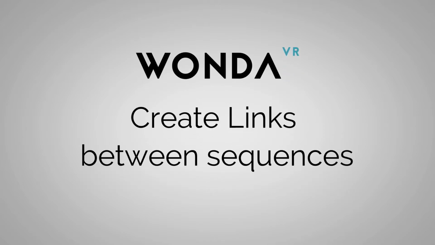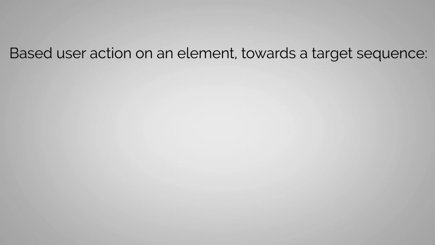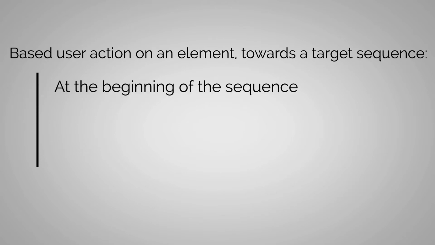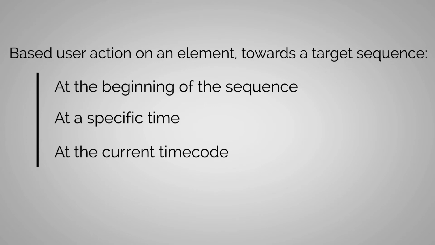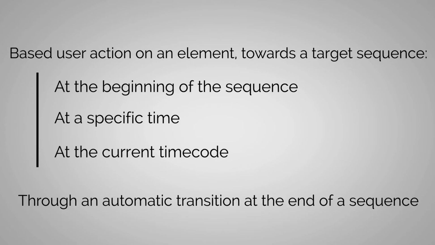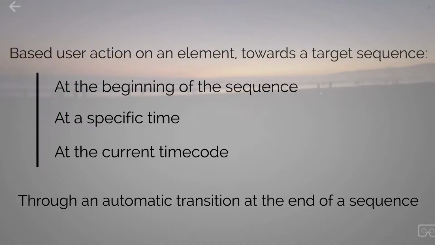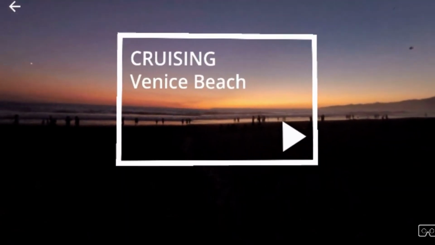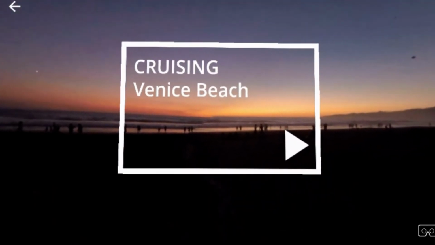In this video, I'll explain how to create links between sequences in Wonda VR. To begin, it's important to understand all types of links: with a user action on an element, at the beginning of the sequence, at a specific time, at the same time code, and automatic transitions at the end of a sequence. Here's an example of linked sequences in a Wonda VR project.